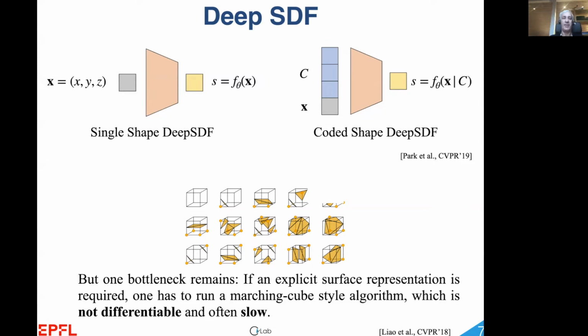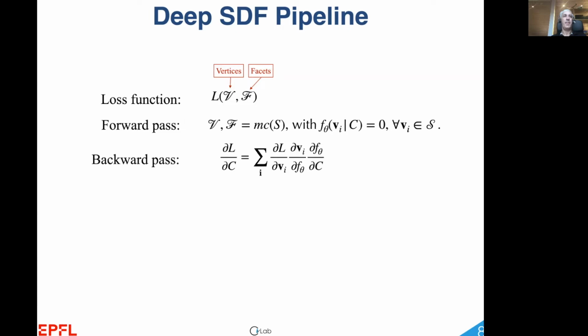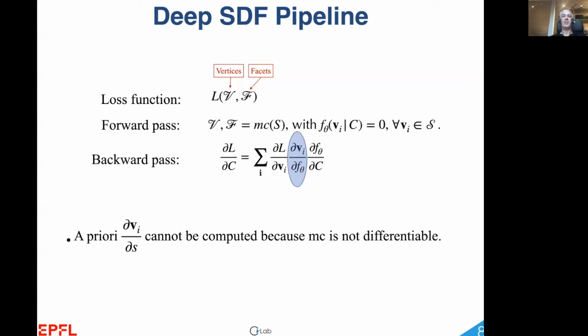However, one bottleneck remains. If an explicit surface representation is required, one has to use a marching cubes algorithm, which is not differentiable and makes it difficult to incorporate this representation into an end-to-end trainable pipeline. To see where the problem lies, let us consider a loss function L that depends on the vertices and facets of a 3D triangulation, and let us assume that the surface it represents is parameterized implicitly by a network F theta, like the one we presented in the previous slide. To compute V and F, we can run a marching cubes algorithm, which is fine during the forward pass. However, we cannot easily compute the gradient of L during the backward pass because the output of marching cubes is not differentiable. To do it, we must instead exploit an important property of signed distance functions.